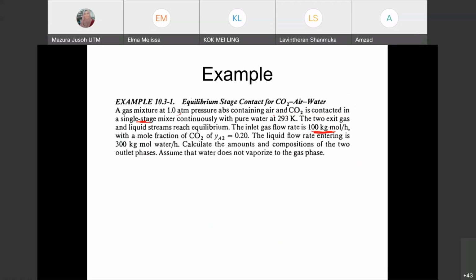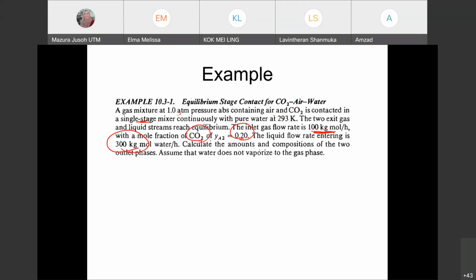This is the total flow rate with a mole fraction of carbon dioxide of 0.2. That's only the mole fraction of your A, which is carbon dioxide. The liquid flow rate entering is 300 kilogram mole water per hour. So the liquid coming in is pure water. There is no A in it yet.